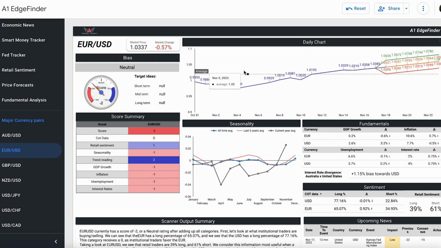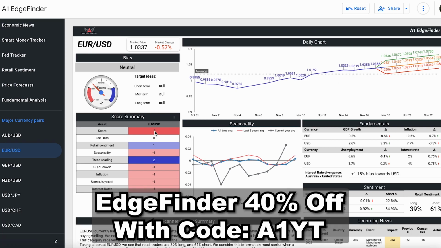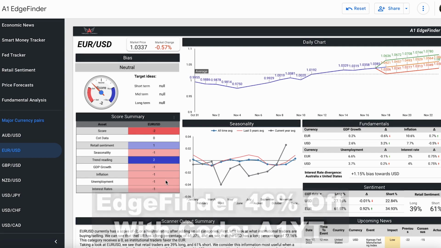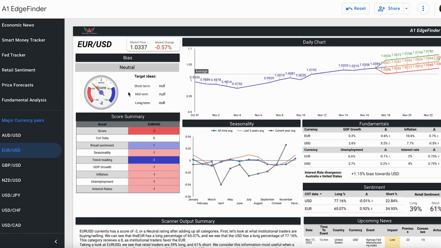But trend-wise, this pair has been trending upwards. That's why the EdgeFinder is a great tool because you're getting all sides of it. You get a little bit of technical by taking a look at the daily chart, but you're also getting the fundamentals right here. So it's important to look at both, and the EdgeFinder pulls in all sorts of data from all sorts of different places so that you can have the most information possible when getting ready to take a trade. So leaning towards a sell with a score of -2.